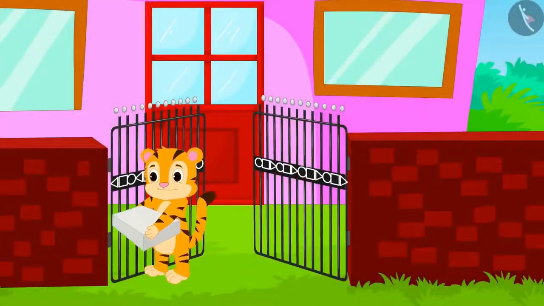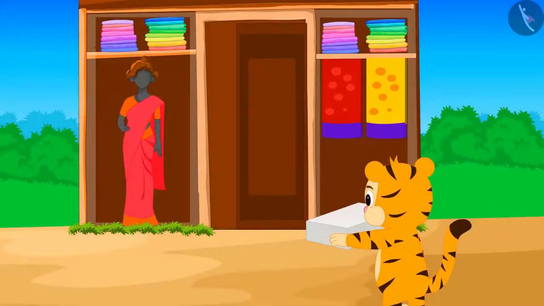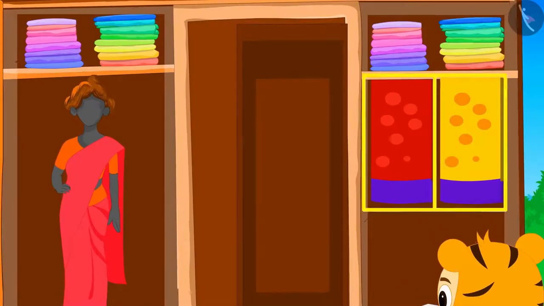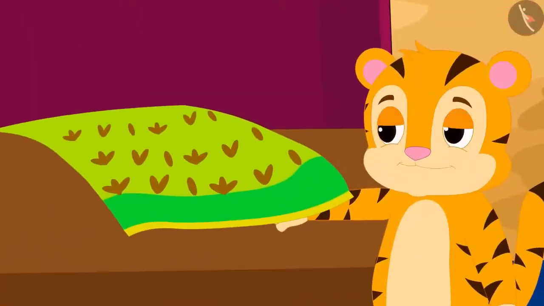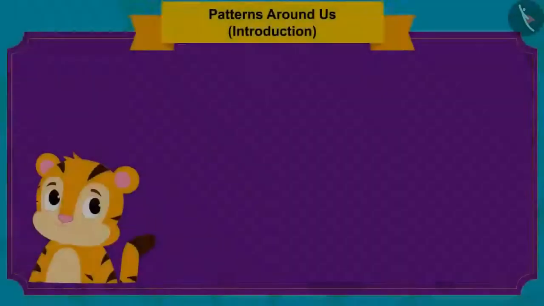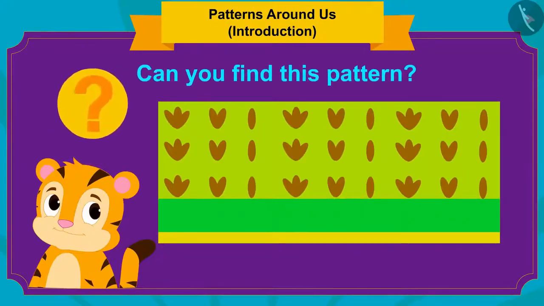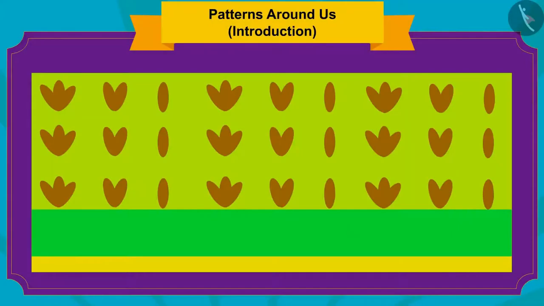Sher Khan bought the cake and he has now come to buy a sari for his mother. The sari shop has beautiful saris of various designs. Sher Khan liked a sari of this design very much. Sher Khan noticed that this sari also has a unique pattern. Children, can you find this pattern? Here, a pattern having 3, 2, and 1 leaves of the same shape is repeating, thereby forming a pattern.